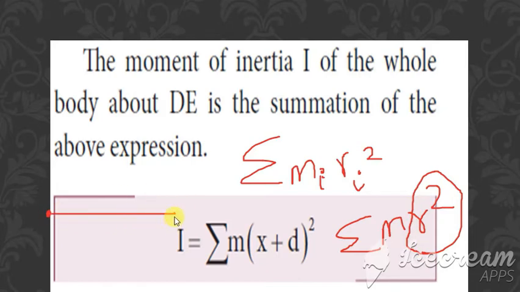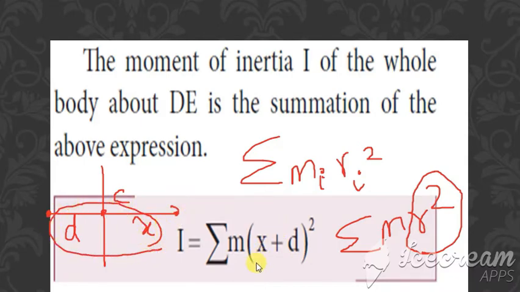So from here to here is the distance, because this is the center of mass C. This object is at a distance d, and this object is at a distance x. So if we consider the total distance, this can be written as x plus d. So we should not write x square and d square separately, because we are adding both these terms. So we are writing it as x plus d the whole square.